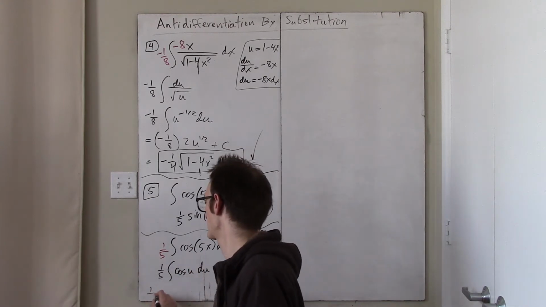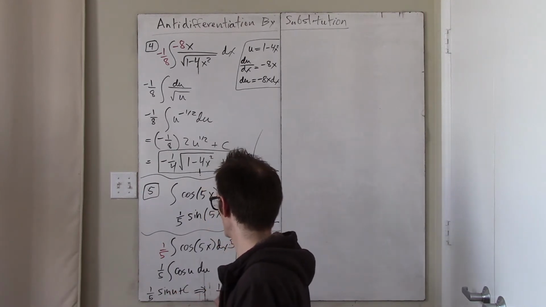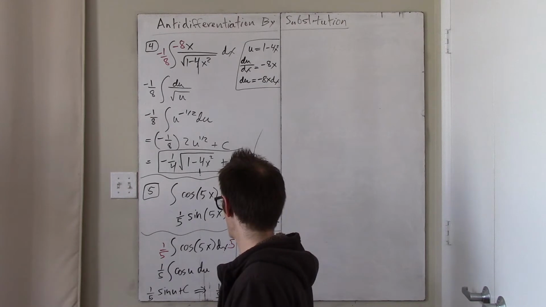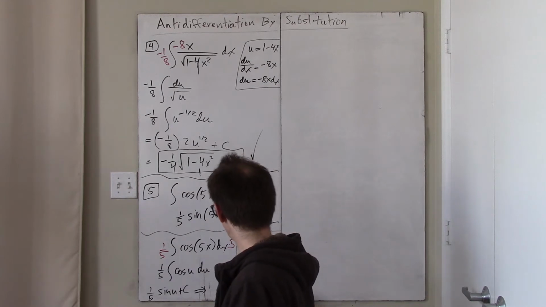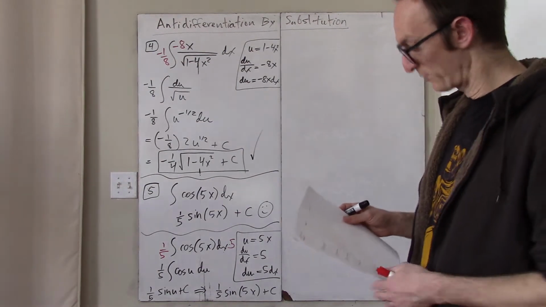And that's why the answer is 1/5 sine u plus c, and that's why the answer is 1/5 sine of 5x plus c. Okay, so good, choose the level that you find comfortable.